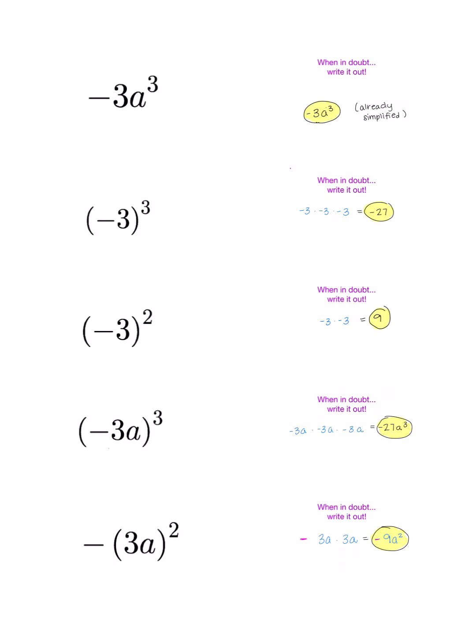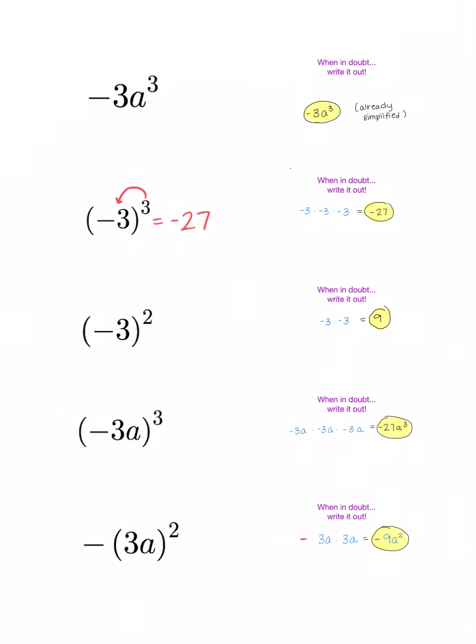Looking at our negative examples from the other day, we noticed that our first one, again, cannot be simplified any farther, negative 3a cubed. However, the second one that has the negative 3 in parentheses being cubed can be simplified. That power of 3 applies to the negative 3, which would be negative 3 times negative 3 times negative 3, or negative 27. But when in doubt, write it out.